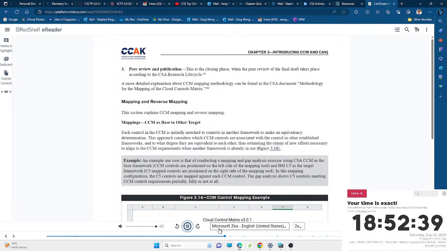Figure 3.16. Example. An example use case is that of conducting a mapping and gap analysis exercise using CSA CCM as the base framework. CCM controls are positioned on the left side of the mapping tool, and BSI C5 as the target framework. C5 mapped controls are positioned on the right side of the mapping tool. In this mapping configuration, the C5 controls are mapped against each CCM control. The gap analysis shows C5 controls meeting CCM control requirements partially, fully, or not at all.